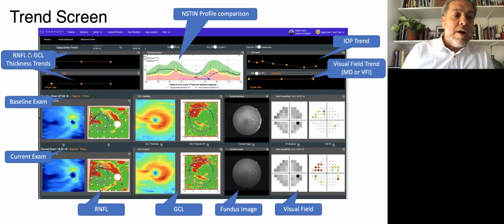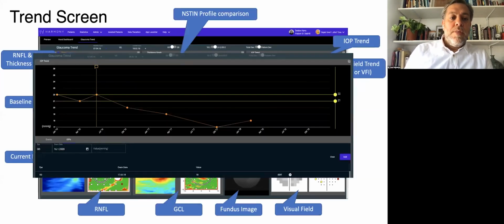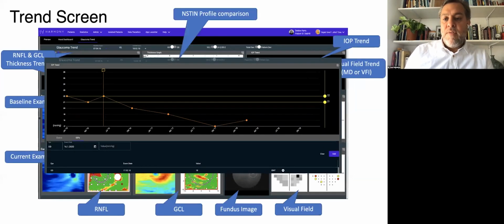We could do trend analysis of RNFL, GCL, the topographic views, IOP trend, and the visual field with the pattern deviation and the total deviation also. We could see a trend graph of every piece of information that we have, or every test, regardless of the brand of the equipment that you're working with. So it's really very helpful.